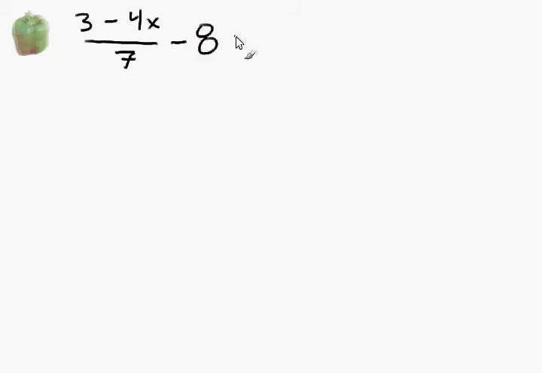Okay, here's another example. And of course, it's a spicy one. We're kicking it up a notch. We'll take 3, we'll subtract 4x, we'll divide it by 7, and this needs to be minus 8 less than or equal to a negative 3. There we go. We've got a lot of negatives happening here. But this one is the one that's going to make us flip the inequality.